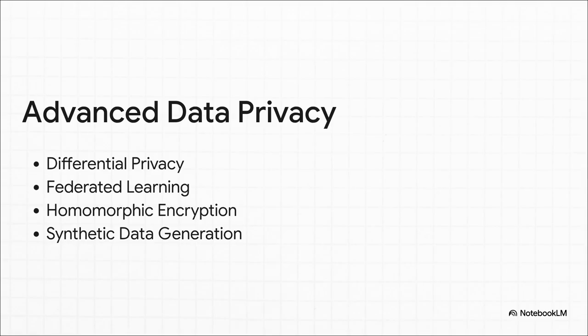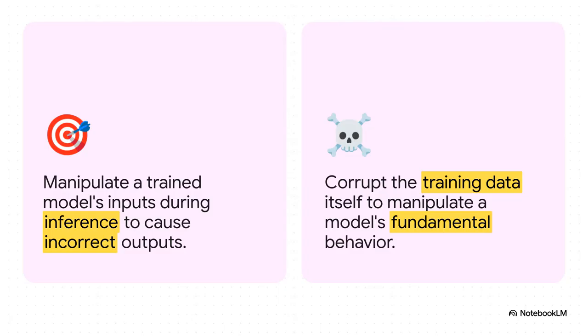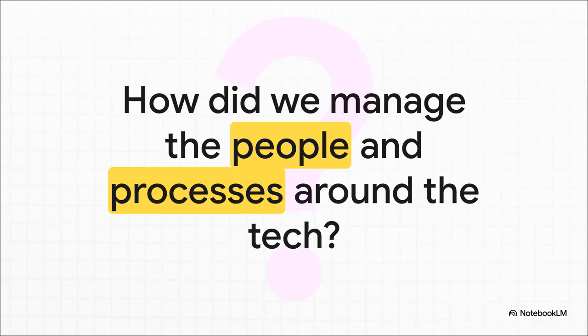That allows a model to learn from data all over the place without ever having to pull that sensitive raw data onto a central server. For privacy in industries like healthcare or finance, that is a total game changer. Now, for the models themselves, we drew a really important line in the sand between the 2 main types of adversarial attacks. We learned that evasion attacks are all about tricking a fully trained model. But poisoning attacks, well, they're way more sinister because they corrupt the training data itself to bake a vulnerability right into the model's DNA. But look, we all know that technology is only half the story, right?